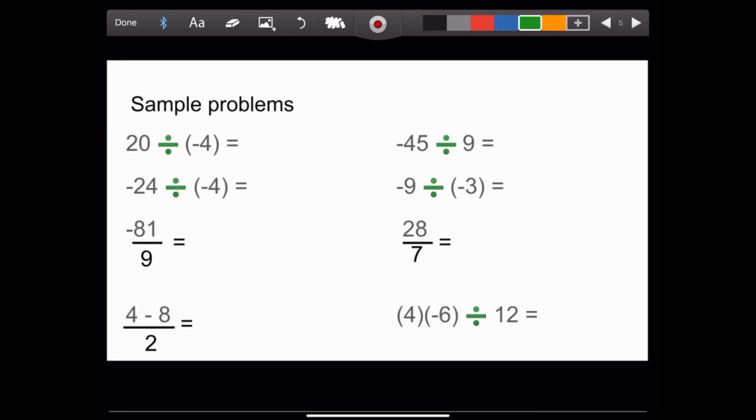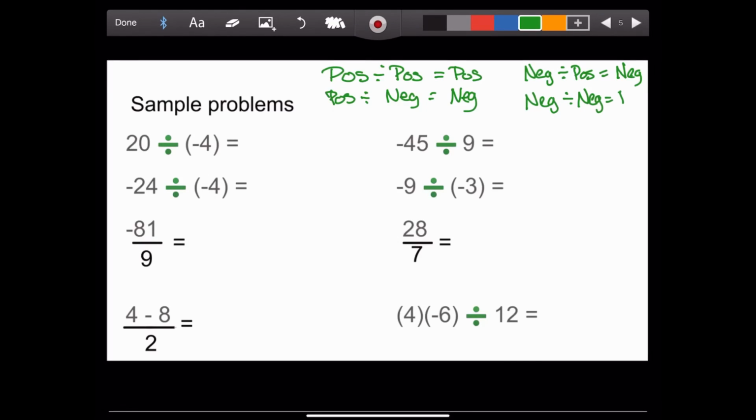All right, so here are some sample problems. I'm just going to give you if it's positive or negative. You need to figure out what the actual number, or the quotient, is for the answer. So remember, a positive divided by a positive is a positive. And then a positive divided by a negative is a negative. And then a negative divided by a positive is negative. And then a negative divided by a negative is positive.